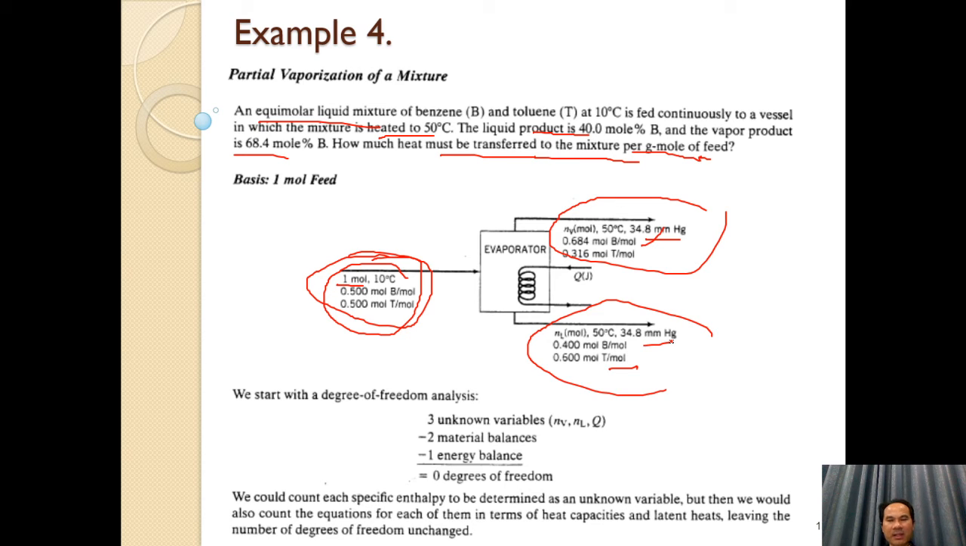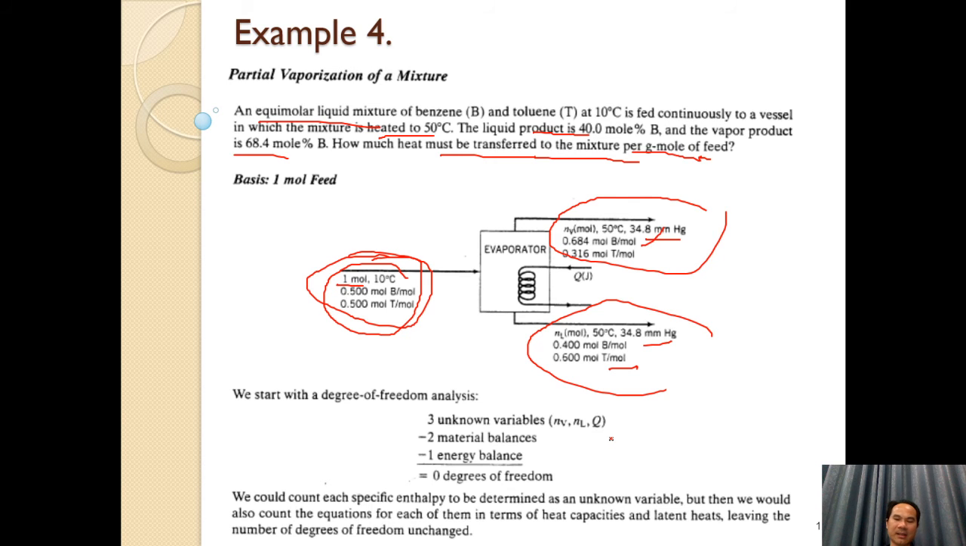And then you denote NV as the mole of vapor, NL the mole of liquid phase, and we also have to calculate Q. For this case, we assume there is no kinetic energy, no potential energy, and no work. That's right, Q equals delta H. This open system has flow in and flow out. If we consider the degree of freedom analysis, we have three unknowns: NV, NL, and Q. We have two material balances, toluene, benzene, or total mass balance. But we have three species, but only two independent equations. And we have one energy balance. Okay, this is zero degrees of freedom.